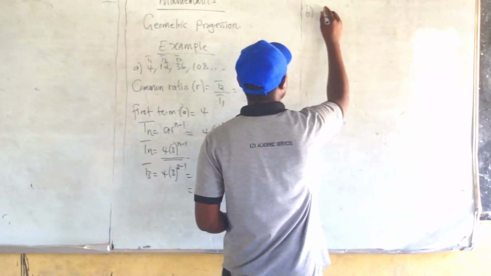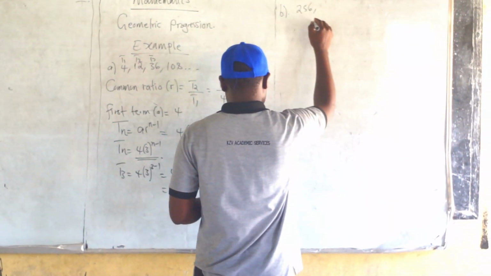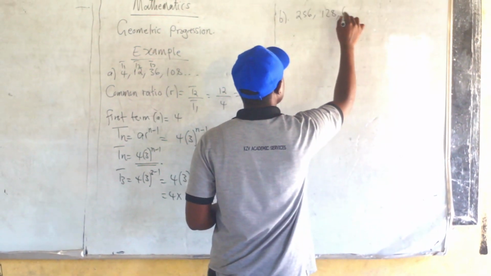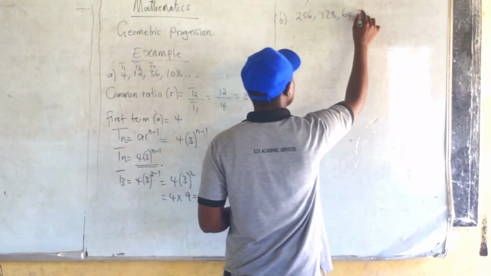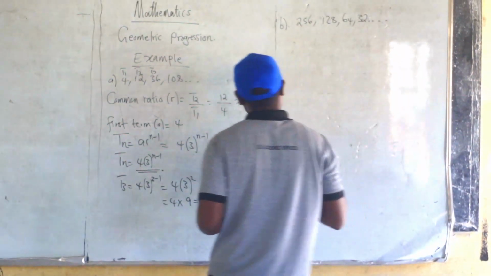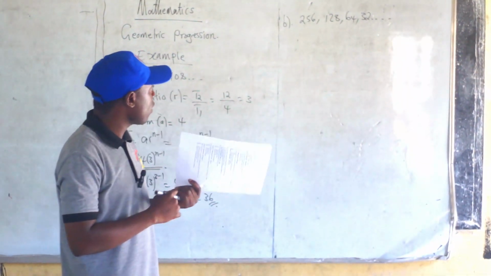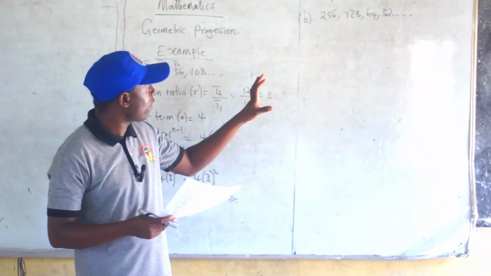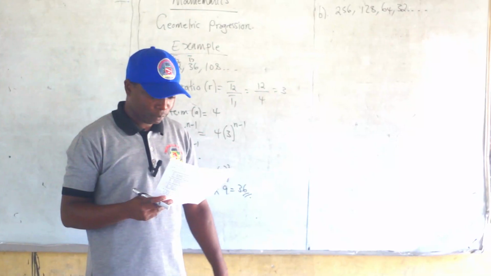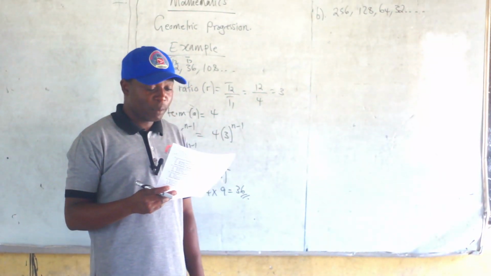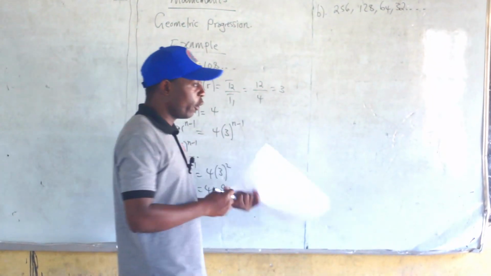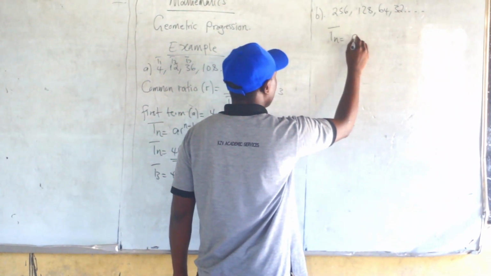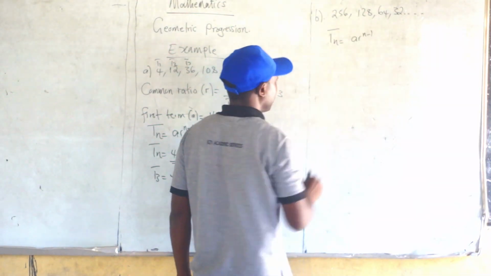So B, we have 256, and then we have 128, and then we have 64, and then we have 32. Now the question is, find the formula for finding the nth term of a GP. For each of the following GPs, find the formula for the nth term. Now remember that the nth term is given by Tn is equal to A r to the power n minus 1.